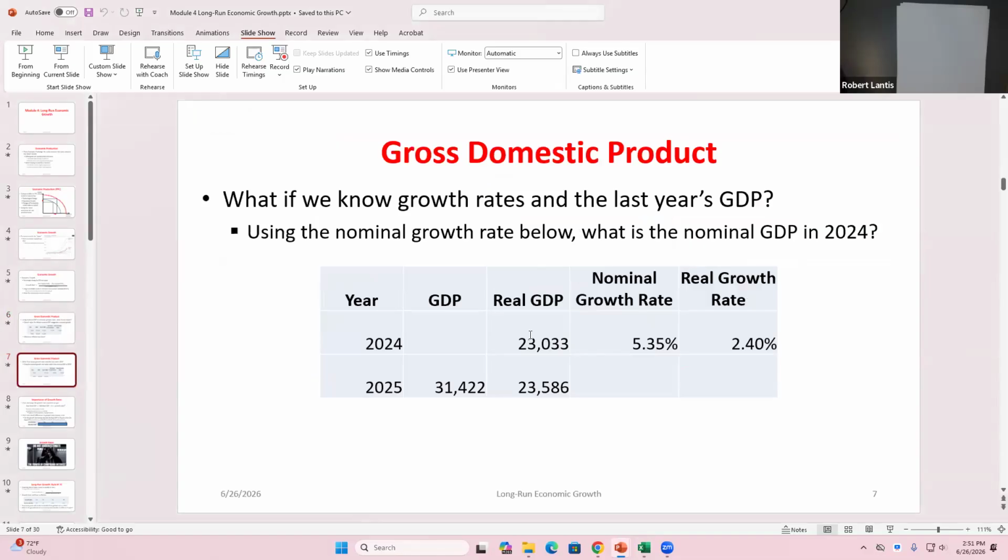So I then have in the next slide the exact same values, but I'm saying, okay, what if we had growth rates, we have GDP values, but I don't know what GDP was in 2024? Okay. How could I calculate what that is?